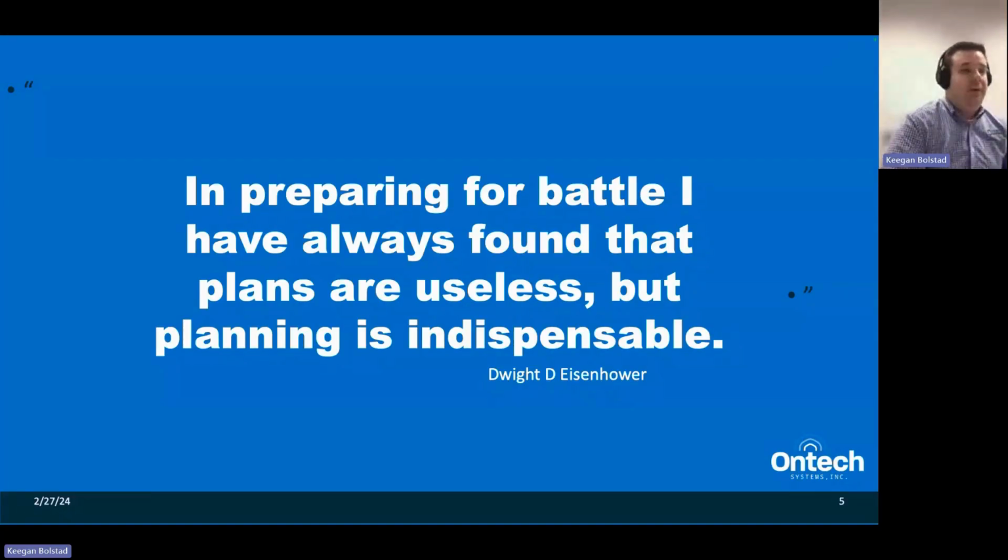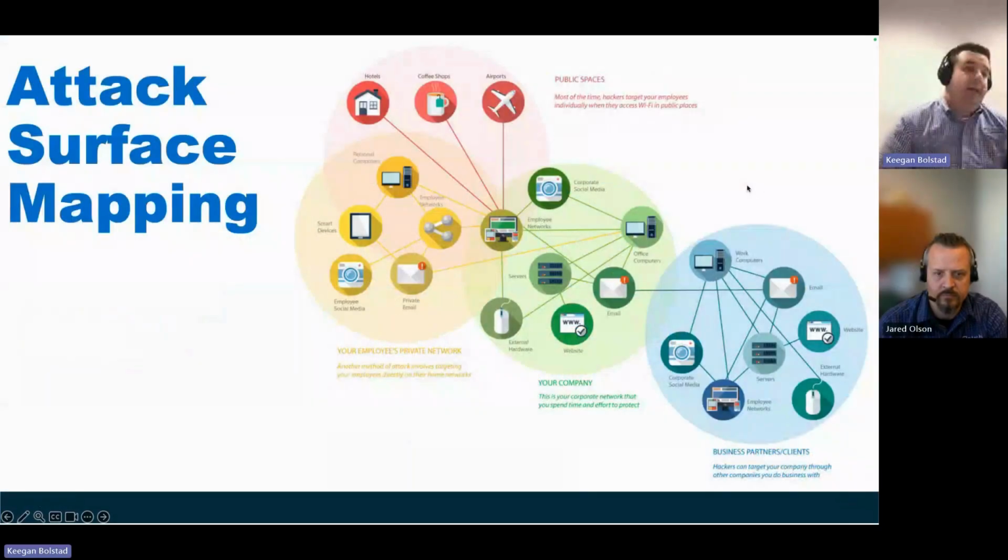With understanding where that risk is, you can make plans. And with those plans, you can hopefully react faster, recover faster, or potentially just avoid an incident altogether if possible. But it's important to understand that there's more to an attack surface than just inside your four walls.